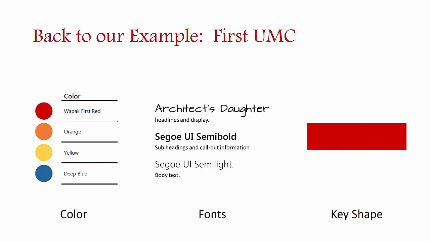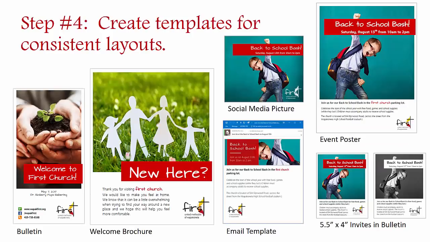Now back to our example for First United Methodist Church, we have our color, we have our fonts, and we just used a red rectangle to back our titles in. Took those 3 elements and we created templates for each of the major material types to really create a consistent look. And here's what they look like.